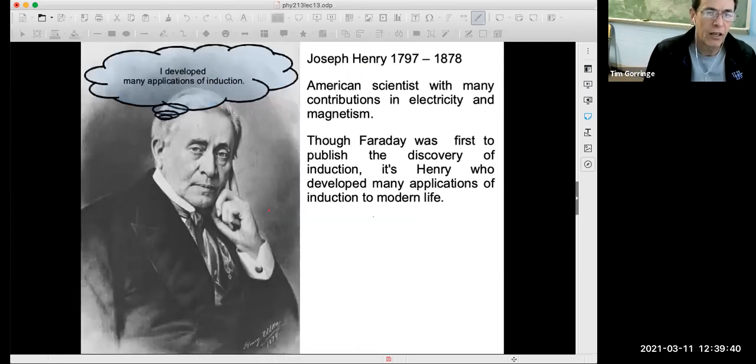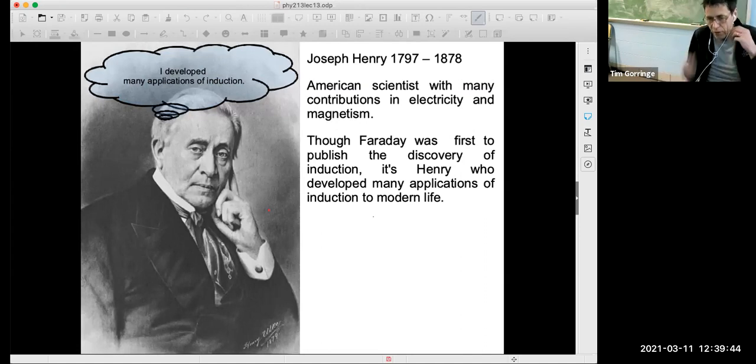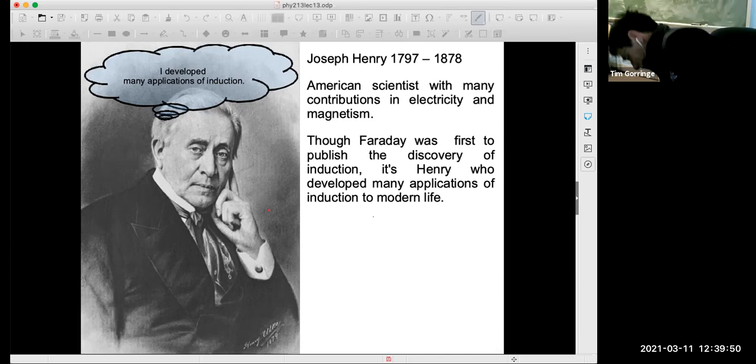Joseph Henry is the other scientist I wanted to point out. And my pen has fallen on the floor, so I'm going to head underneath my desk right now, but I am coming back.